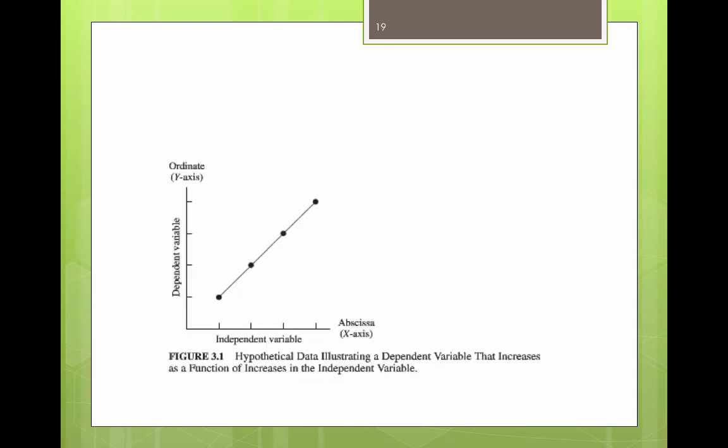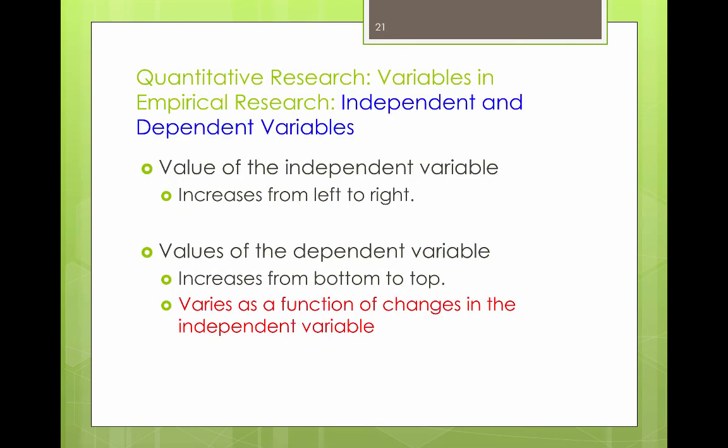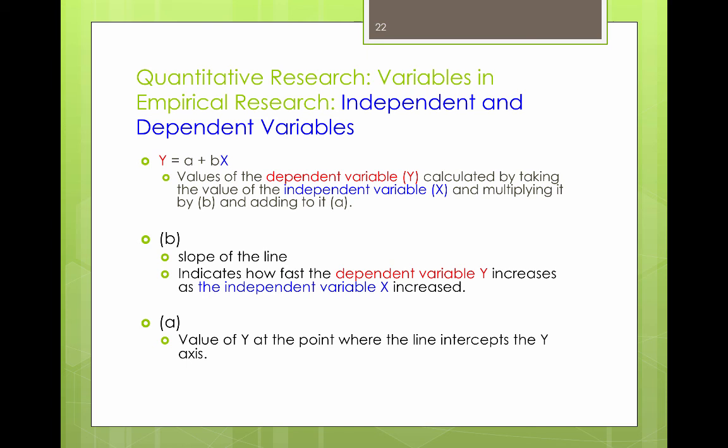Here it's graphed. The independent variable is on the x-axis and the dependent variable is on the y-axis. The value of the independent variable increases from left to right, and the value of the dependent variable increases from bottom to top. That's the formula, with b being the slope of the line, which indicates how fast the dependent variable increases as the independent variable is increased, and a, the value of y at the point where it intercepts the y-axis.